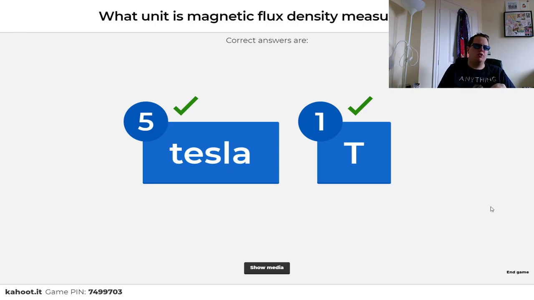Well done to those 5 people. Tesla, hopefully that picture was a clue. That is a picture of Nikolai Tesla. And one person put in a capital T, that's acceptable as well. I didn't say I just needed it in words.